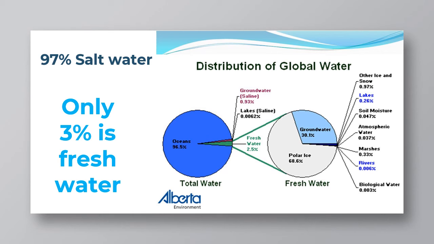A small portion of this can be found in shallow underground, which can be used by humans, such as well water. And then you can see that there's only a small percentage of water in lakes and rivers, which is easily accessible by humans.